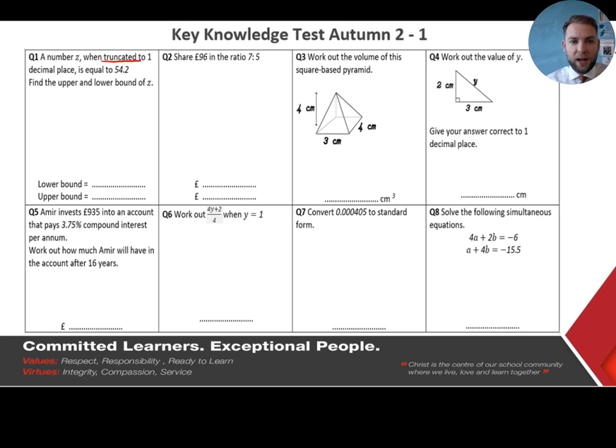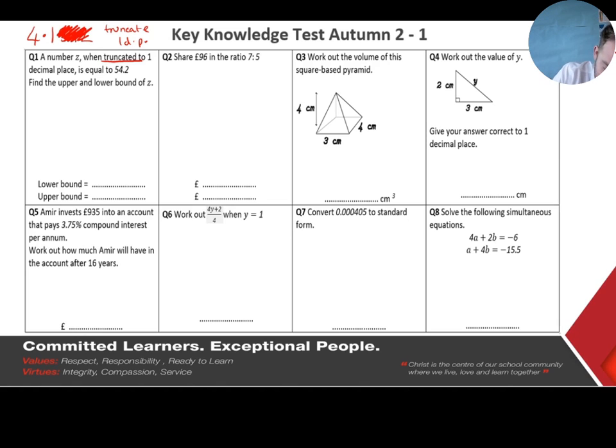truncated is the word I wanted to think about. This word truncated. Now, truncated just means to cut off. So if I had something like, let's say, 4.1592, and I wanted to truncate this to one decimal place, it means I don't round at all, I just cut everything off after the first decimal place. So the answer to that one would be 4.1.